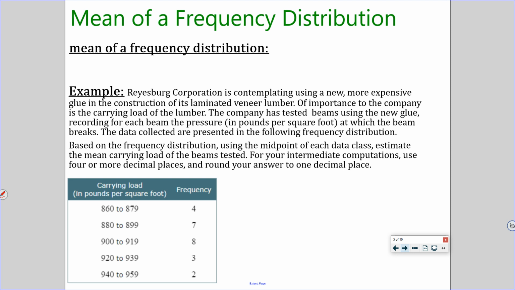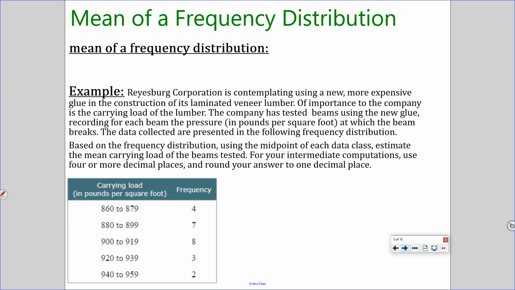So with these ones, we have this interval, and then they give us our frequency. We know how to read these charts now. You can read through this problem, but basically it's just explaining what you're given in this table. Contemplating using a new, more expensive glue. The company has tested beams using the new glue, recording for each beam the pressure at which the beam breaks. The data collected are presented in the frequency distribution. Based on the frequency distribution, using the midpoint of each data class, estimate the mean carrying load of the beams tested. For your intermediate computations, use 4 or more decimal places and round your answer to 1.